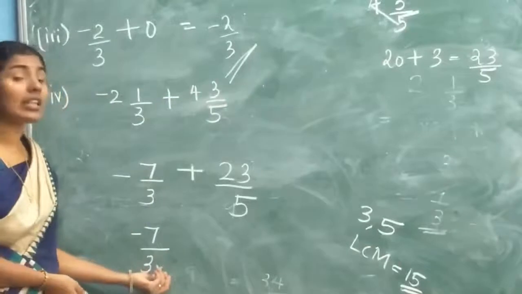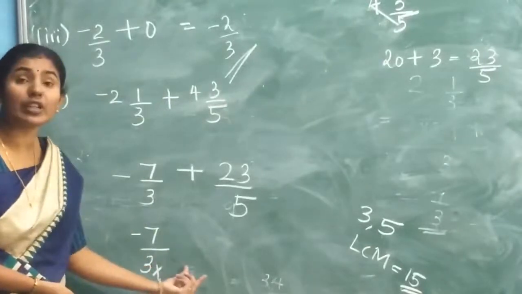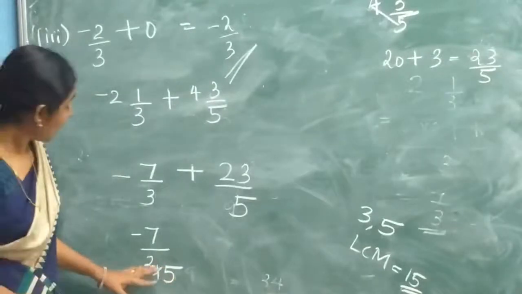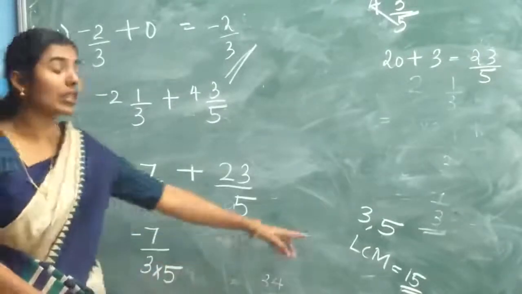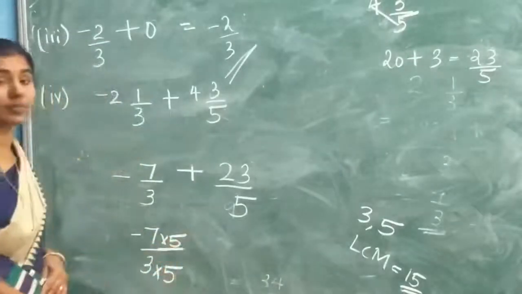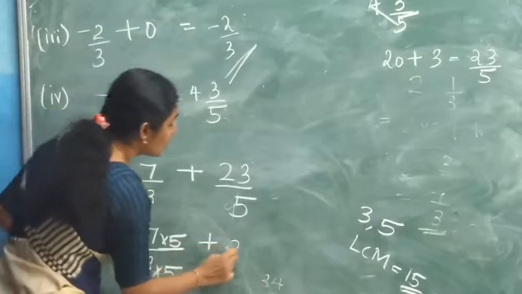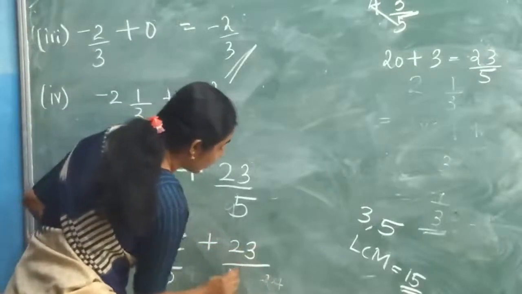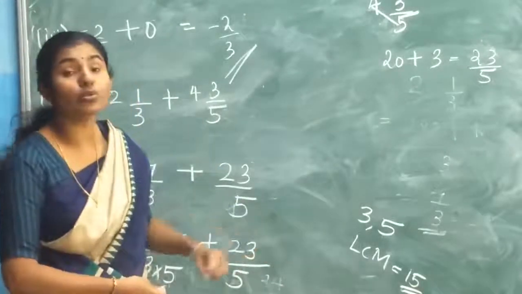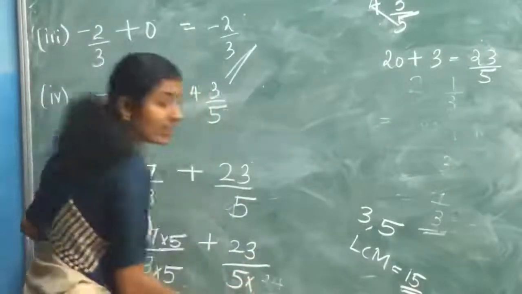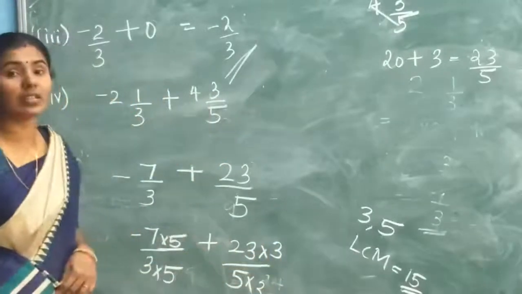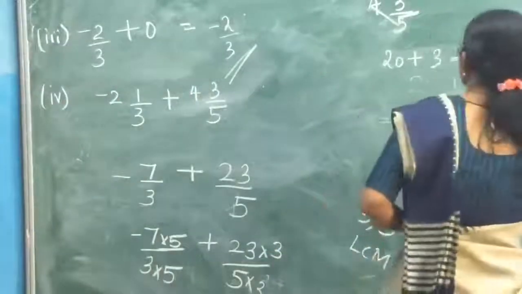How to make this denominator 3 into 15? By multiplying it with 5, isn't it? 3 when you multiply by 5 you will get 15. So the same number should be multiplied on the numerator. Now the next fraction, 23 by 5. How to make this 5 into 15? Multiply it by 3. The same number should be multiplied on the numerator. Now we simplify it.